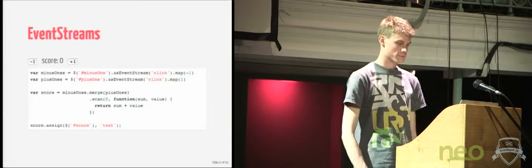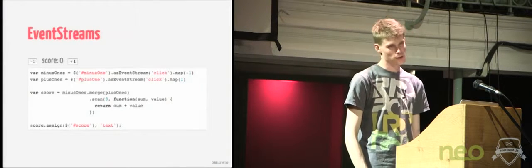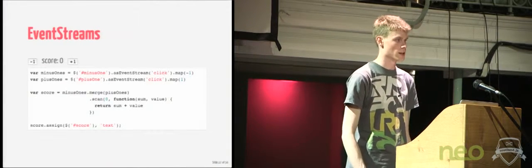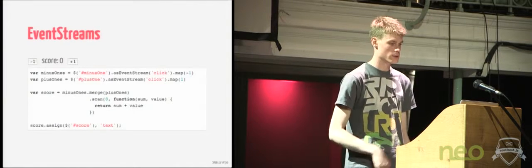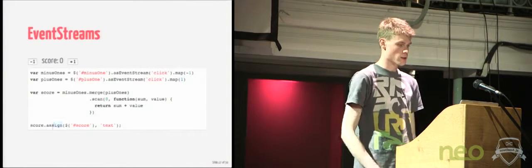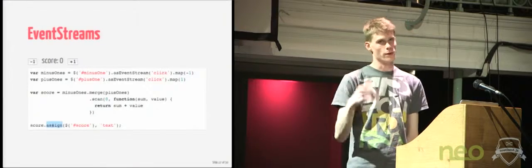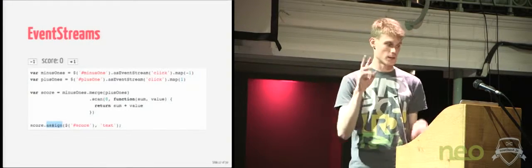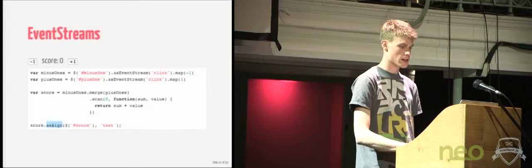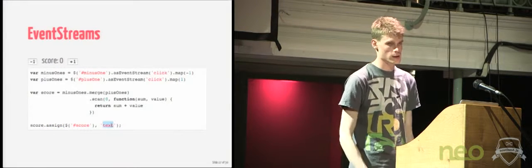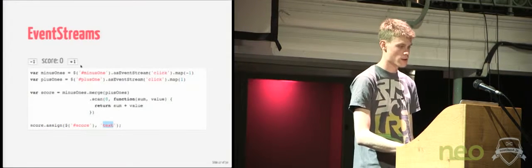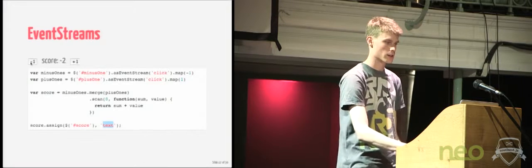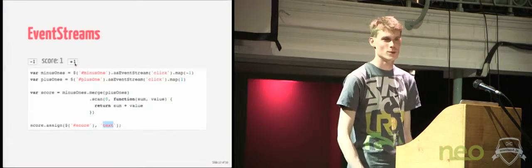And finally, I can take that running total and just assign it. So assign is much like the onValue method we saw before. So every time there's a value on our score event stream, which now represents the current sum in my scoring app, assign it to the score div using the text function. So now we have a working application. Awesome, right?